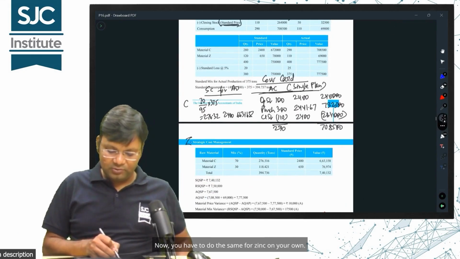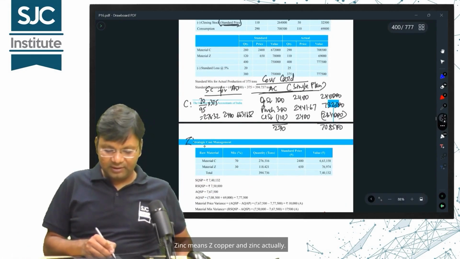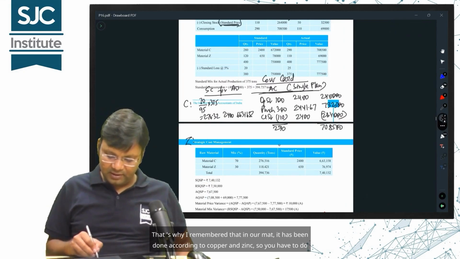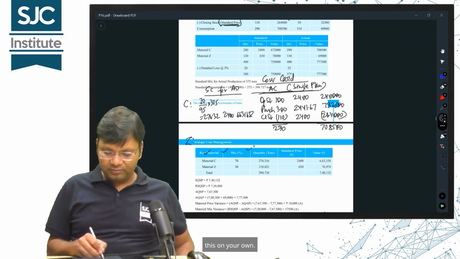Now, you have to do the same for zinc on your own. Zinc means, said copper and zinc actually. That's why I remembered that in our math, it has been done according to copper and zinc, so you have to do this on your own.